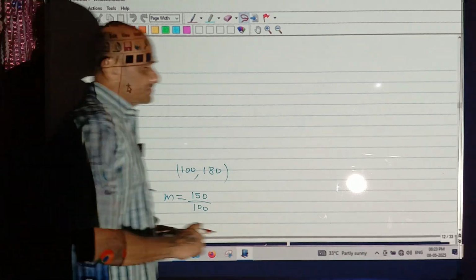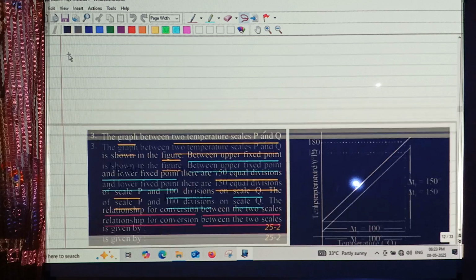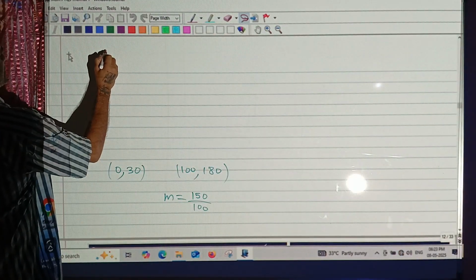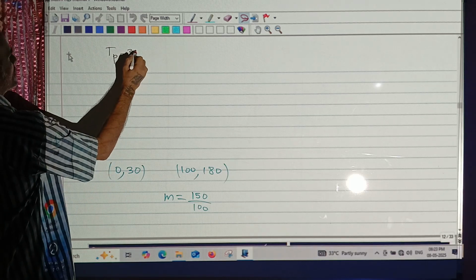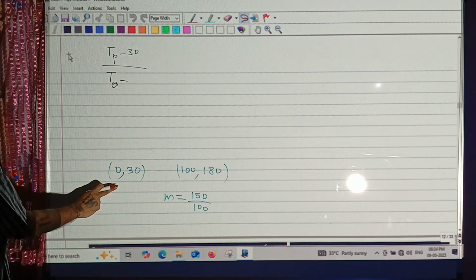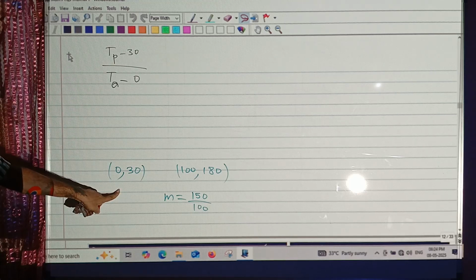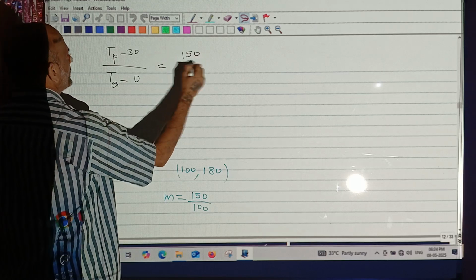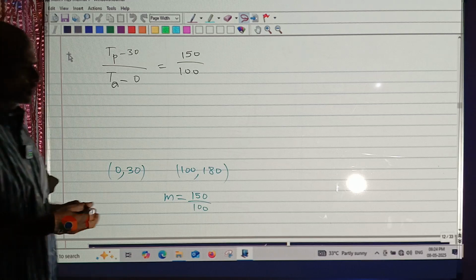So on the y-axis we have P scale. So slope is temperature according to P scale minus the first point, y is 30, divided by the x variable is TQ, and the first point x value is 0. So this is the slope of the line between the points TP, TQ and the first point. That should equal 150 by 100. So we have to see whether this thing matches any of the options given.